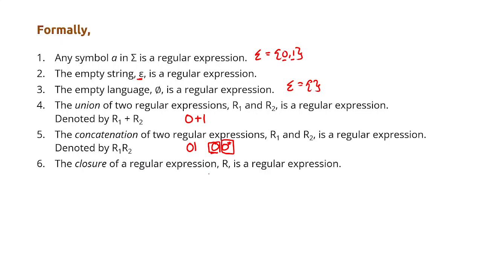So, it's valid. It's a concatenation. Next, the closure of a regular expression R is a regular expression. The closure is denoted by the star. Earlier I wrote 0 star, and also 0 union 1 star. So, that is a regular expression. 0 itself, 1 itself is also a regular expression. 0 plus 1 is a regular expression. Then the closure of 0 plus 1 is a regular expression.